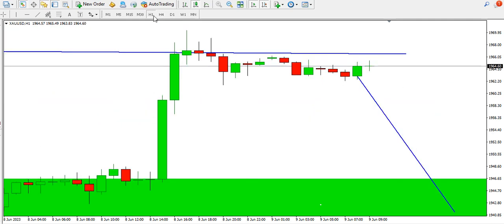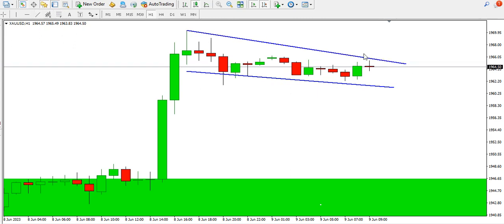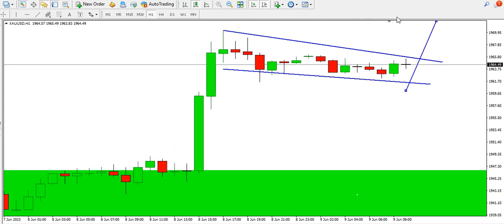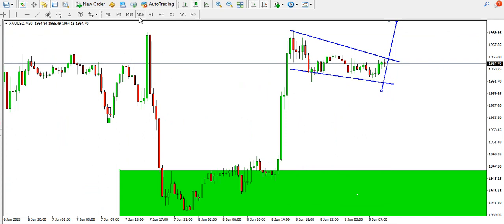On the 1-hour time frame, what we can see is more like a bullish flag pattern. So we'll be expecting price to break above this flag pattern and then continue in the upward direction. According to the flag pattern, price might get to the 1982 level.